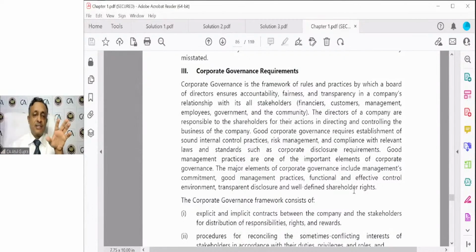Now corporate governance. Corporate governance is the frame of rules and practices by which a board of directors ensures accountability, fairness, and transparency in company management. So through corporate governance, you ensure everything is going properly or not.